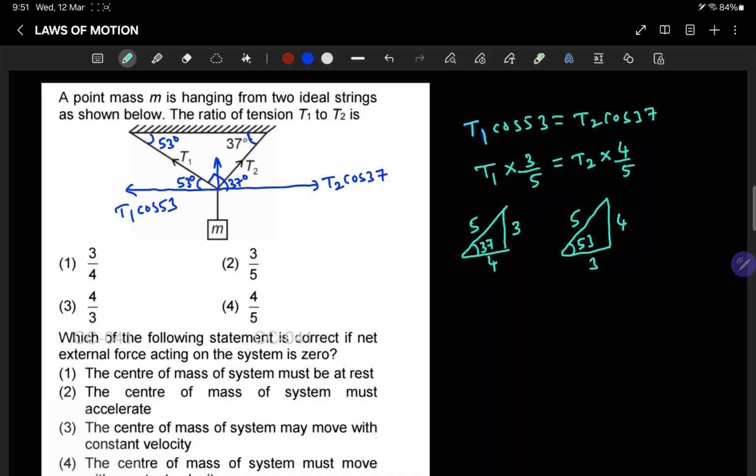Okay, I think clear. Now what is the ratio asked here? This 5 is cancelled. T1 by T2 ratio: T1 by T2 equals 4 by 3, students. So 4:3 it is. Third option, students. Clear now? T1 by T2 equals cos 37 by cos 53, 4 by 3, 4:3, students. Yes.